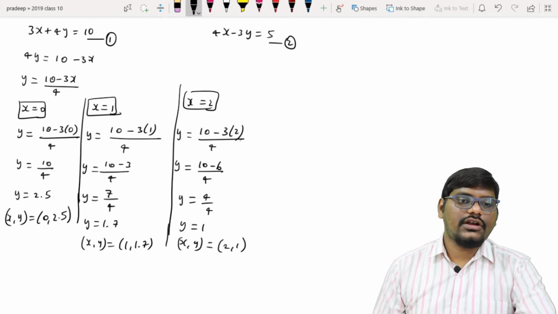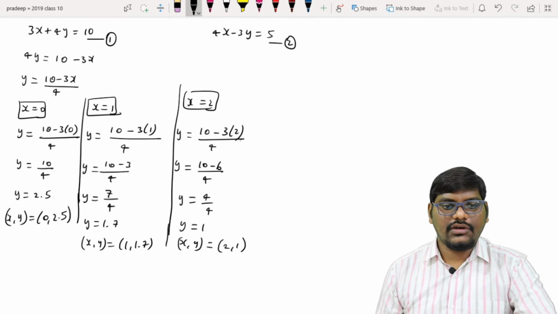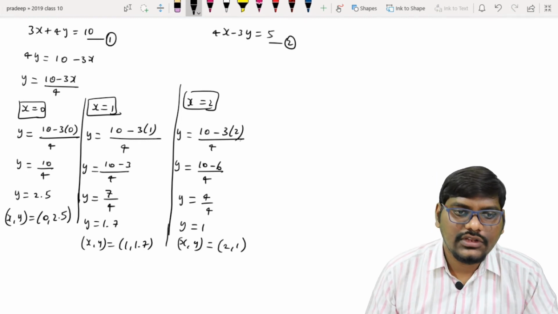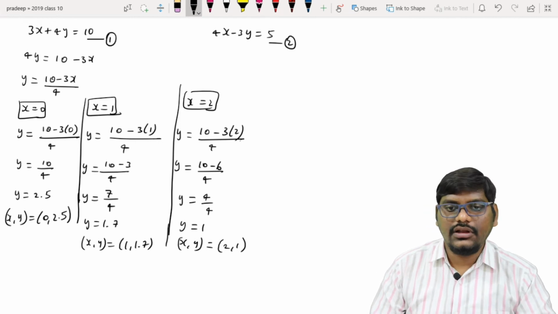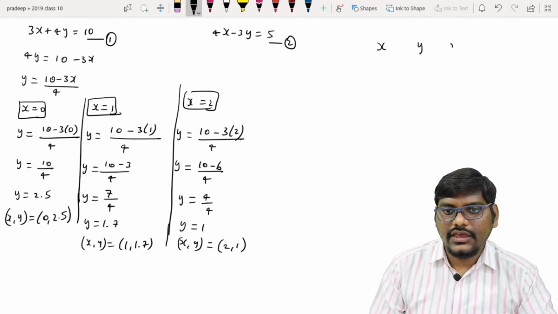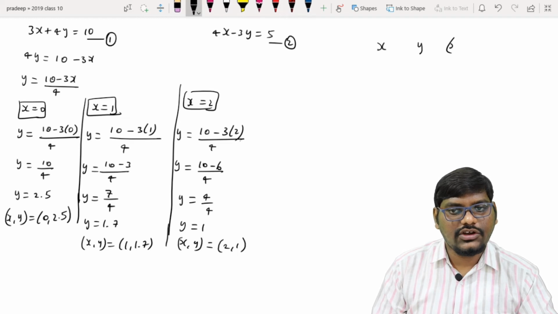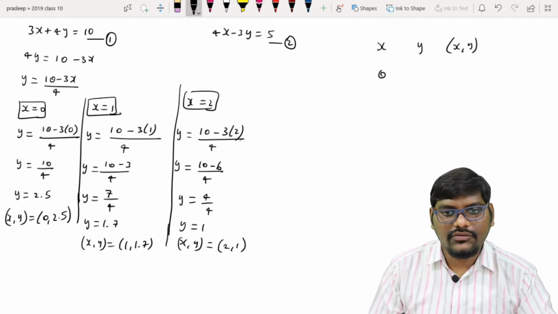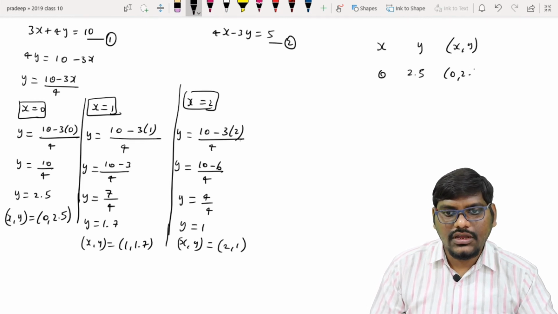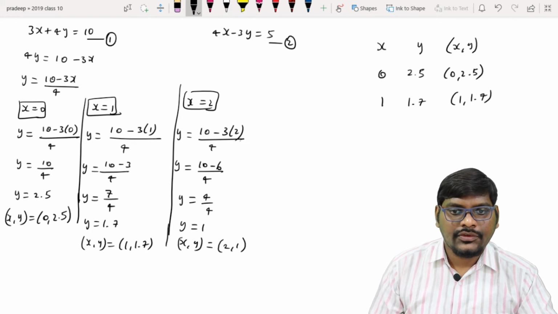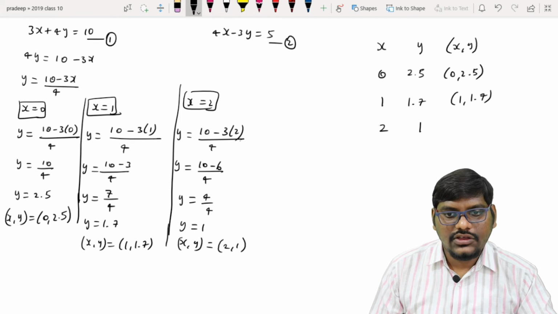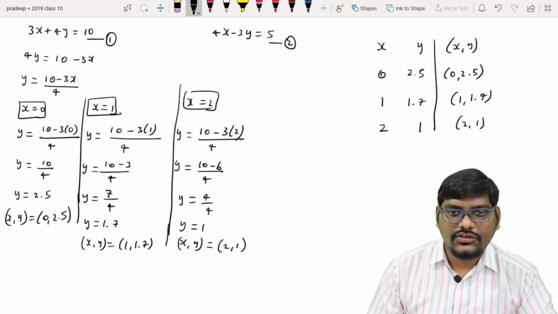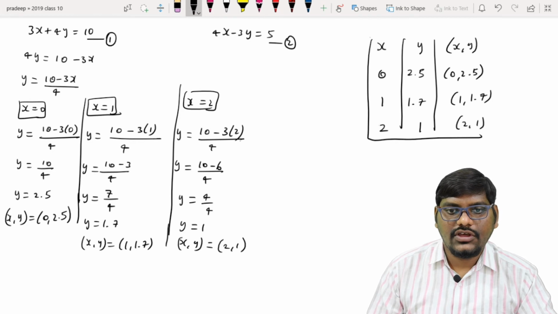Okay, so these are the coordinates, that is x comma y, all these points we got for the first equation. We'll write the points in a table. So let x, y, x comma y. I've taken only 3 points, but you can try more than 3 also, no problem. So I'm taking x equal to 0, so I got y equal to 2.5. So this is 0 comma 2.5. I took x equal to 1, so y I got 1.7, so this is 1 comma 1.7. When I took x equal to 2, I got y as 1, so this is 2 comma 1. So this is the table for the first equation only.